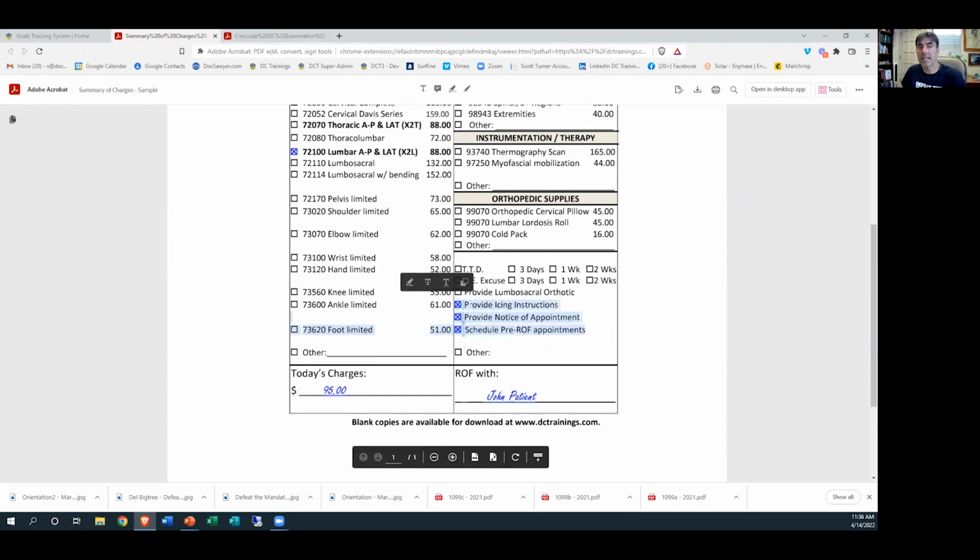I want to provide icing instructions. I want to provide a notice of appointment for the patient to be able to leave work if needed. And I want to schedule pre-ROF appointments. Okay, so use this to your advantage. This is a super efficient, streamlined form that will help you to really dial in the end of your exam without taking too much time.